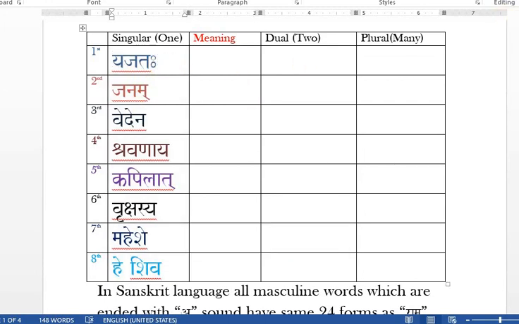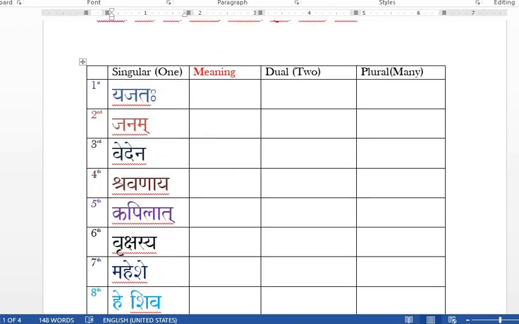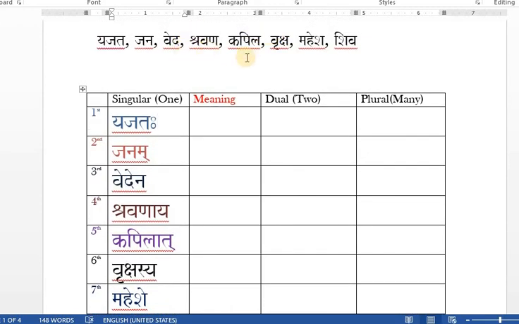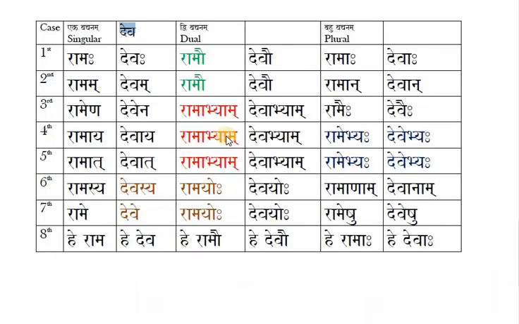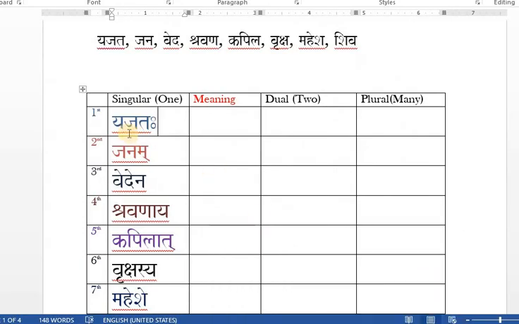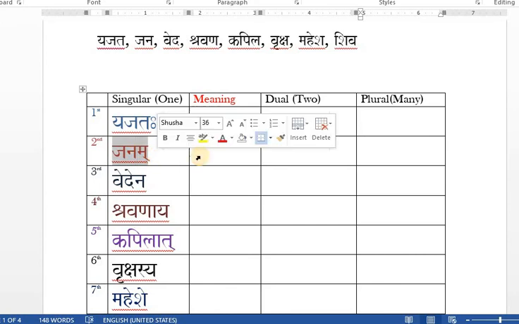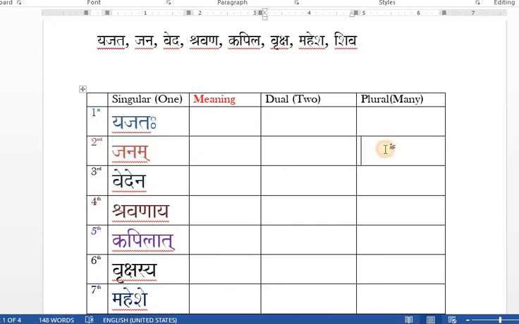See, here you read. Yajata, Jana, Veda, Sravana, all are actually ending with a, no? So all must be same like the Rama table. So in the Rama table you have dual also. Ramo and Ramaha. So what you need to do, you need to prepare the words just for practice. Here it is Yajataha. What should be the dual? What should be the plural? Just check the Rama table and write for Yajata. And for Jana, second case, what should be the dual? What should be the plural?